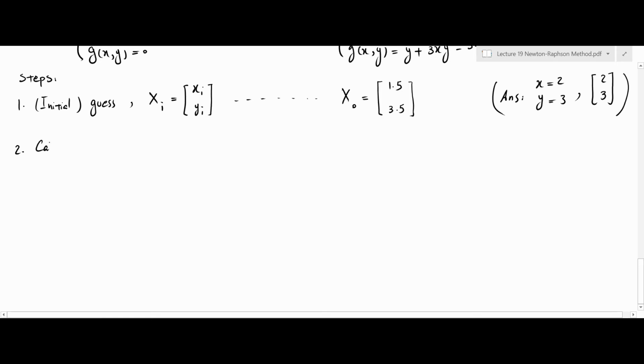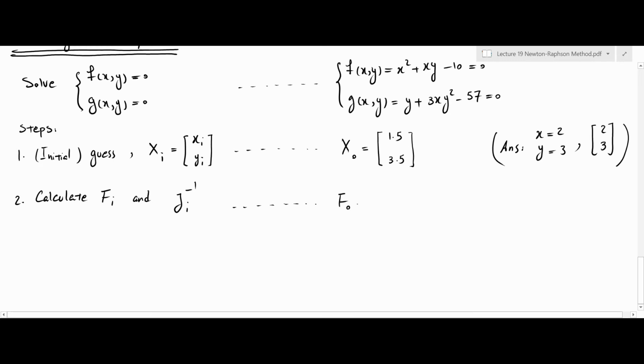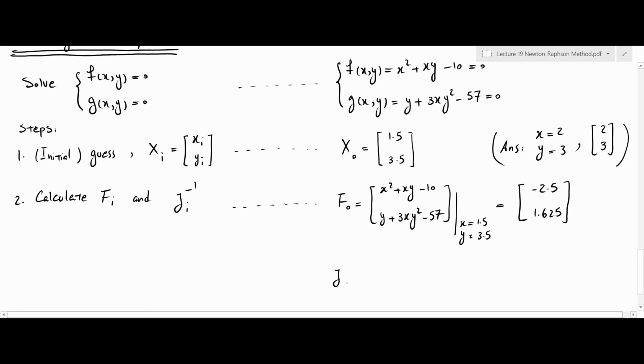Step 2 is to calculate F i and the inverse of Jacobian at i. So in our example, F0 will be x² plus xy minus 10 and y plus 3xy² minus 57 at x equal to 1.5 and y equal to 3.5, which are our initial guesses for x and y. So F0 will be minus 2.5 and 1.625.